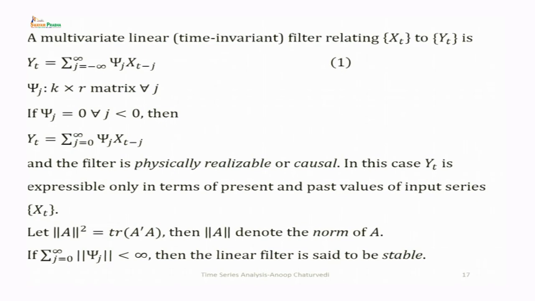Now, we define the norm of a matrix A. The square of the norm of a matrix A, mod A squared, is defined as the trace of A transpose A. And if summation j equal to 0 to infinity of the norm of psi j is finite, then we say that the linear filter is stable.